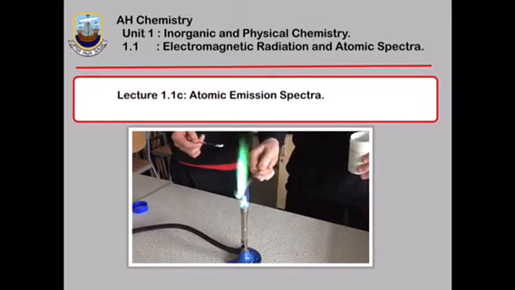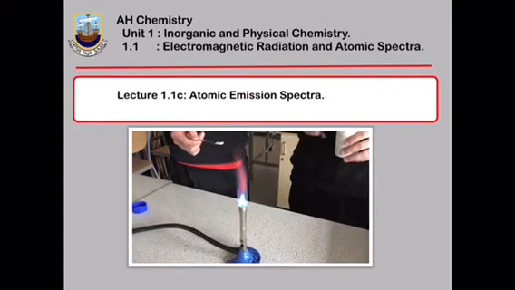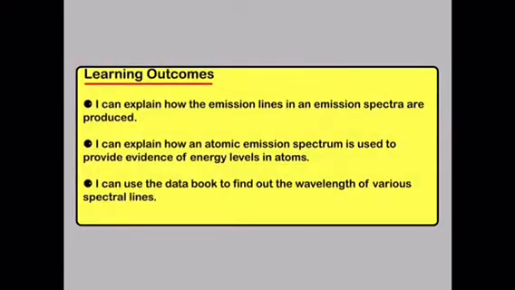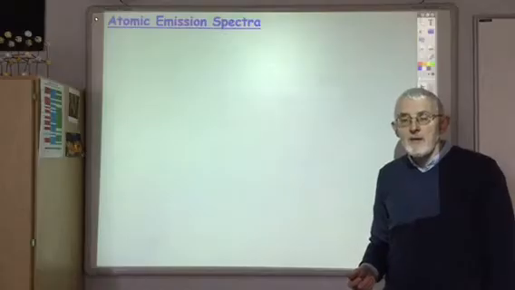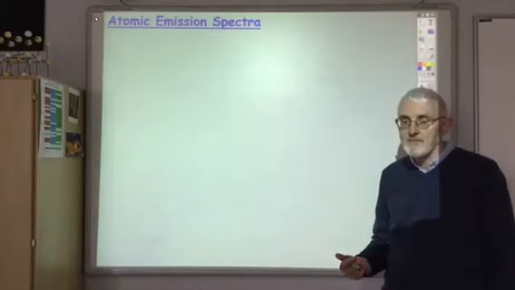So in this lecture, what we're trying to understand is why these substances emit electromagnetic radiation when you put them into a Bunsen flame. The learning outcomes for this lecture are that you should be able to explain how the emission lines in an emission spectra are produced, how atomic emission spectrum is used to provide evidence of energy levels in atoms, and you should be able to use a data book to find out the wavelengths of various spectral lines.